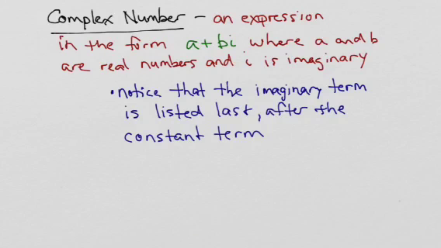All right, so a complex number, that's the next step. It's an expression in the form a plus bi, where a and b are real numbers, but i is the imaginary number. And I want you to notice the order, that the imaginary term is listed last after the constant term. That is considered standard form. All right, so an example could look like this: 4 plus 3i. It's an example of a complex number. It's complex because it has a combination of real numbers and imaginary numbers.